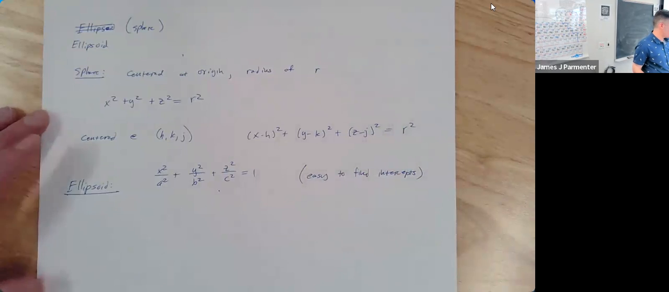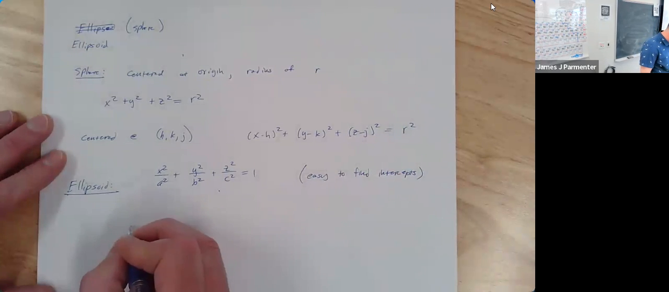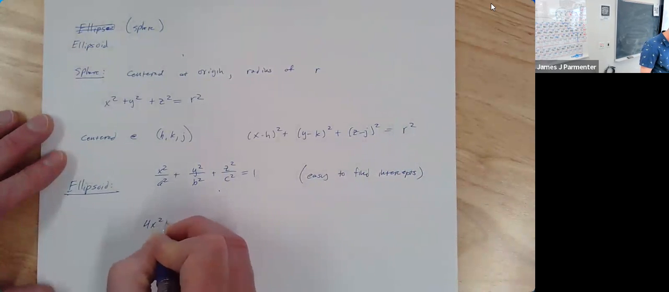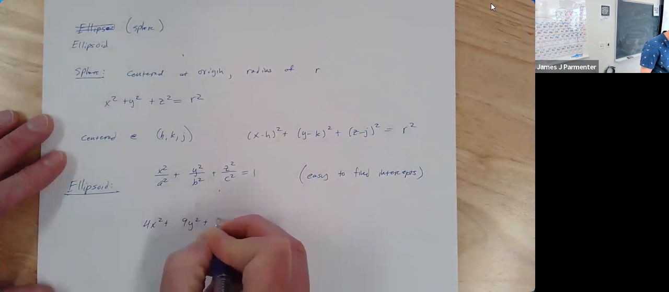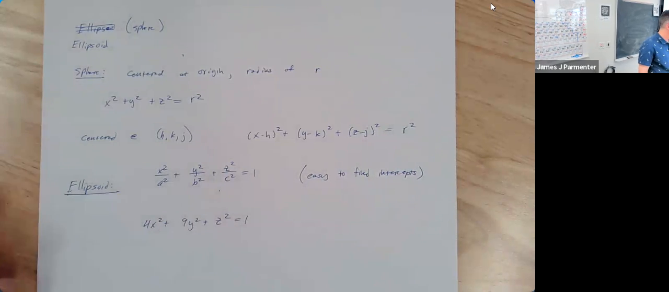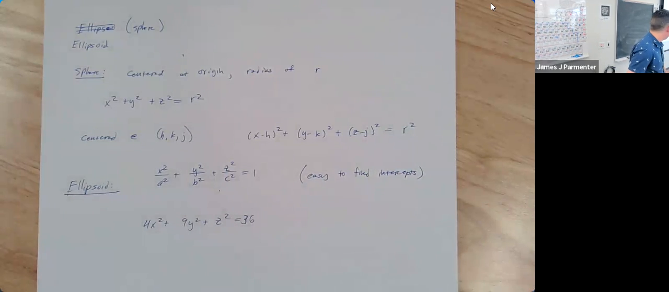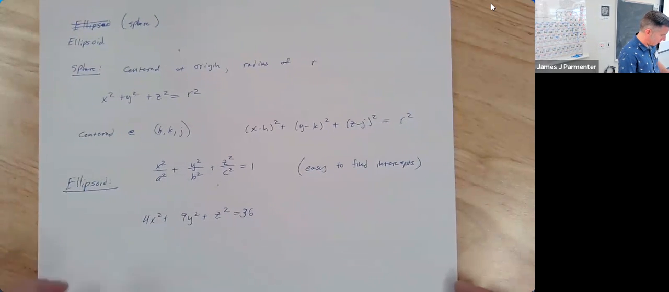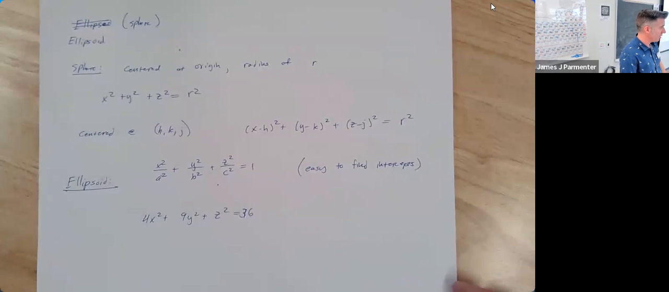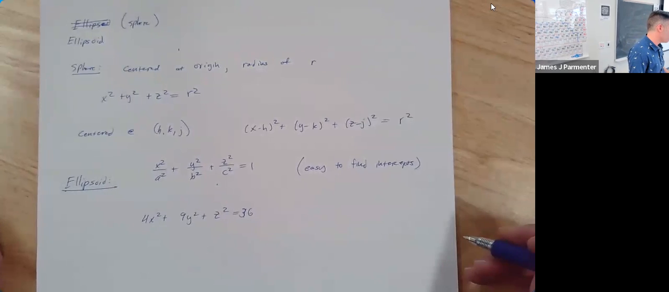If you wanted to, I could say here's an ellipsoid, 4x squared plus 9y squared plus z squared equal to 1. Or let's make it 36. How do I know it's an ellipsoid? Because I have x squared plus y squared plus z squared, but they all have positive coefficients and they're not the same.